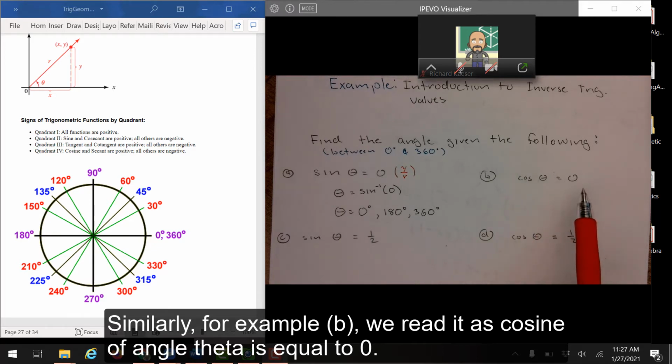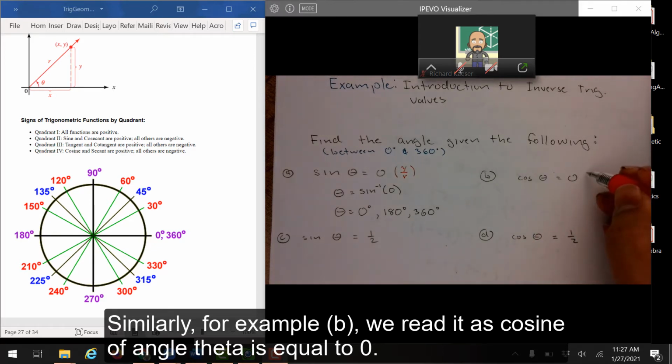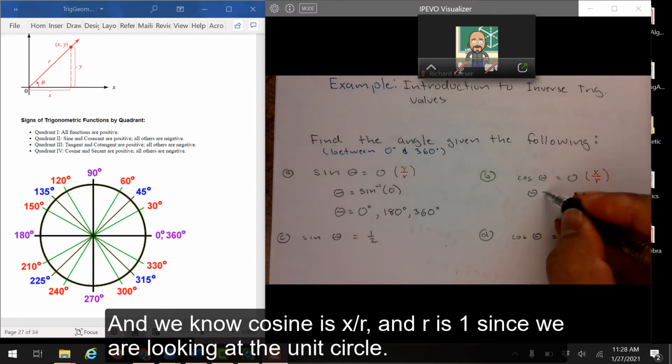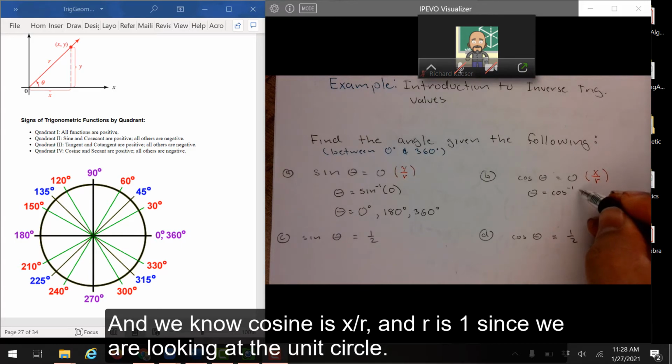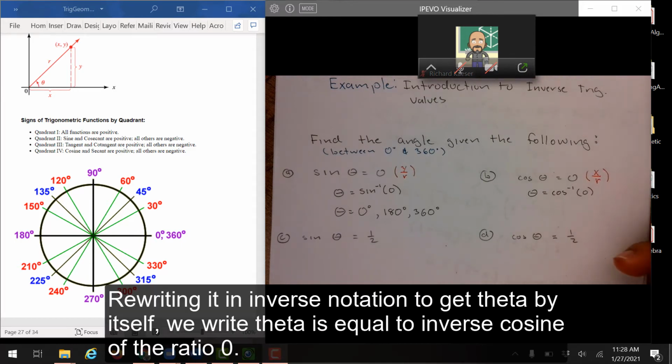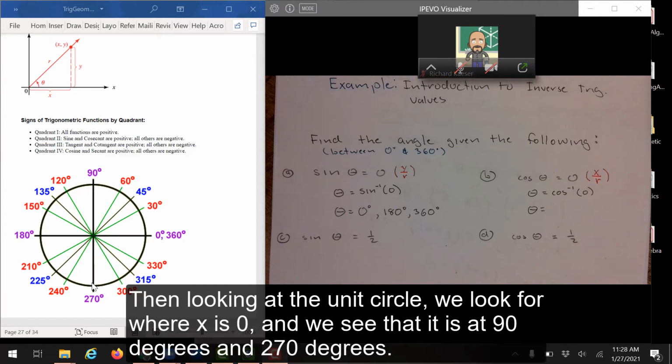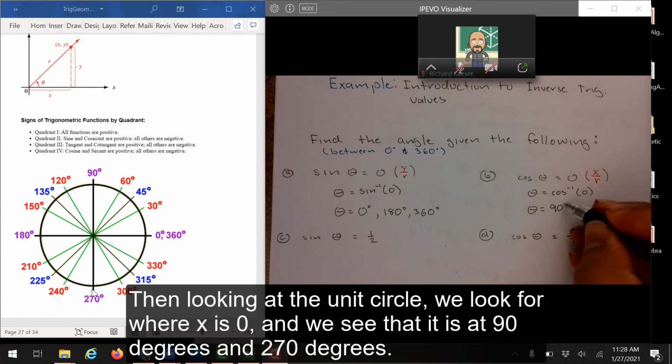Similarly, for example B, we read it as cosine of angle theta is equal to 0. And we know cosine is x over r, and r is 1 since we are looking at the unit circle. Rewriting it in inverse notation, to get theta by itself, we write theta is equal to inverse cosine of the ratio 0. Then looking at the unit circle, we look for where x is 0, and we see that it is at 90 degrees and 270 degrees.